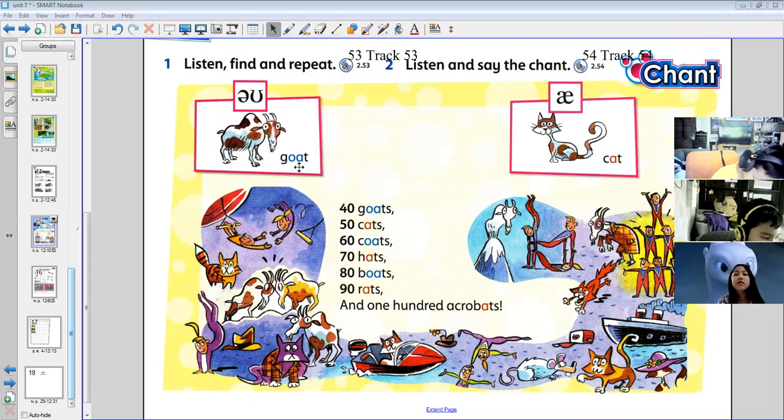So it's G, O, T, goat, isn't it? And the A sound of the vowel, as in cat, hat, bat. Here you can see down here in the blue we have the O sound: goats, coats, boats. And in red we have the A sound: cats, hats, rats, acrobats. And here we have the numbers 40, 50, 60, 70, 80, 90, 100.